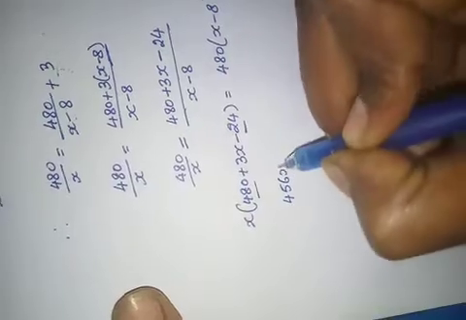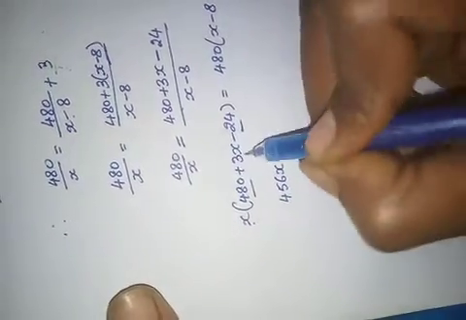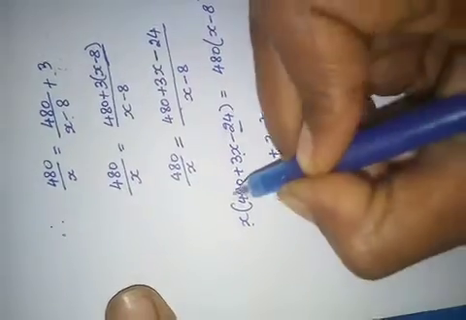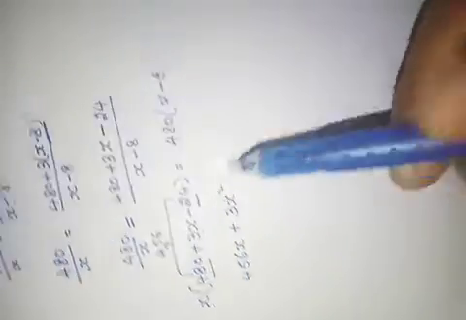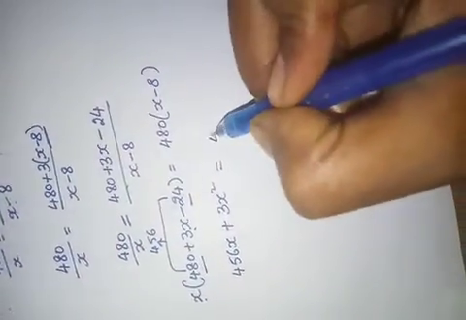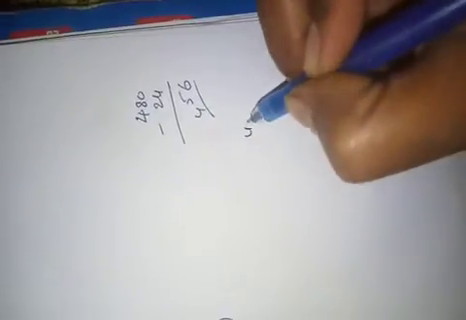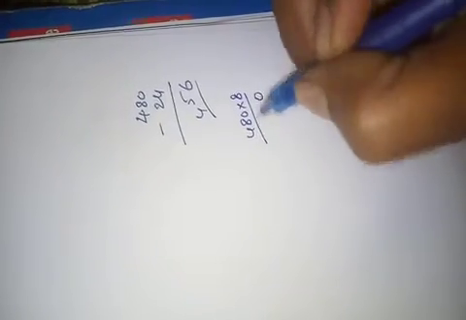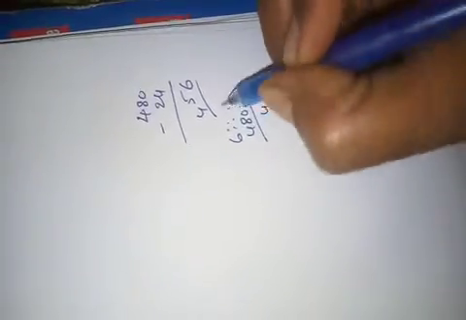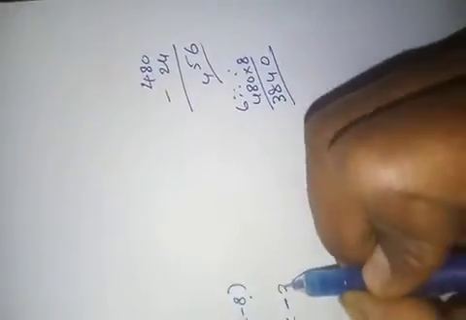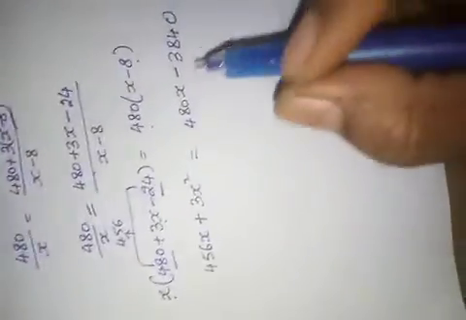456x plus x, 3x into x, 3x square. 456 into x, 456x. 3x into x, 3x square equals, again, 480 into x, 480x minus 480 into 8. 480 into 8, multiply it. 8 8s are 64, 8 3s are 24, 8 4s are 32, that gives 3840. You want a quadratic equation, no?